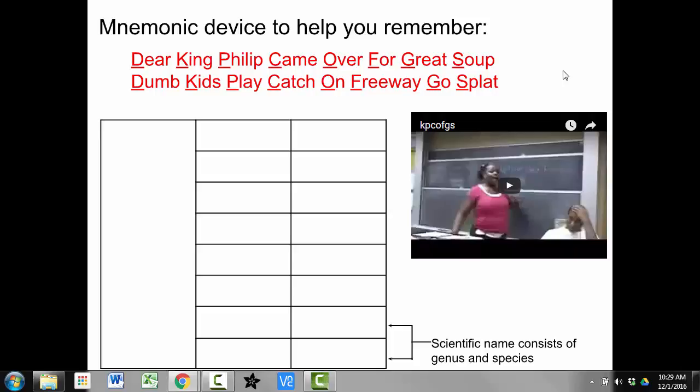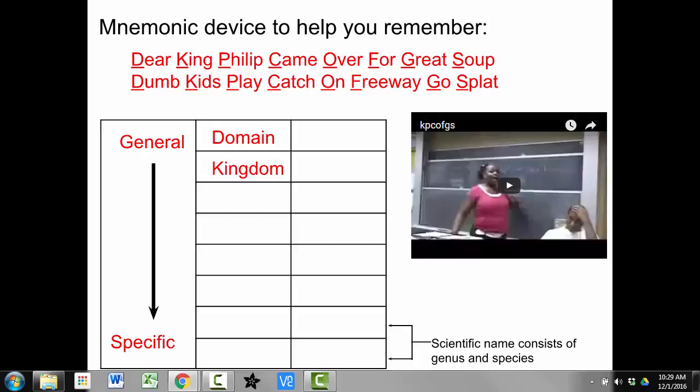All right, so let's look at where humans lie on this classification scale. We start with domain, which again is the top level, the broadest, most general category. Humans are in a domain called Eukarya. I guess we'll list these first. So domain, then kingdom, the next level.